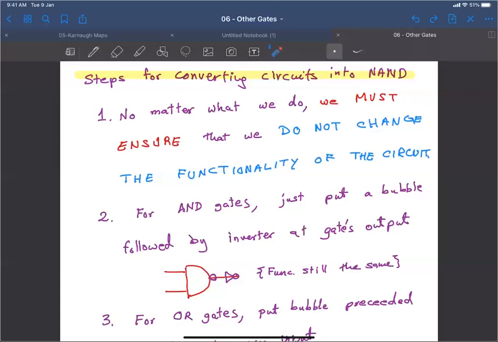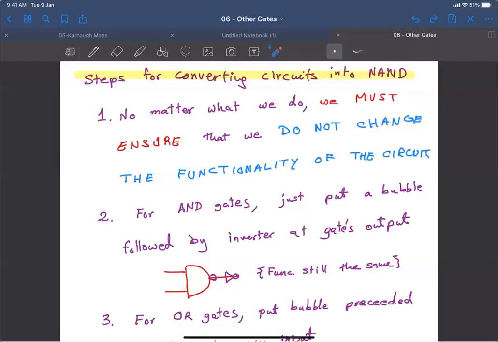Step number two: first of all, you locate the AND gates, the pure AND gates, and they are the simplest to convert to NAND. Why? Because all you need to do is add a bubble at the end and then cancel it using an inverter. So the functionality after this is still a pure AND gate, because we have canceled the bubble here, but we have still implemented this using a NAND gate.